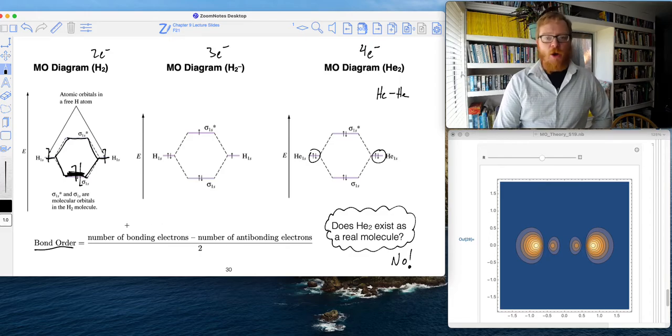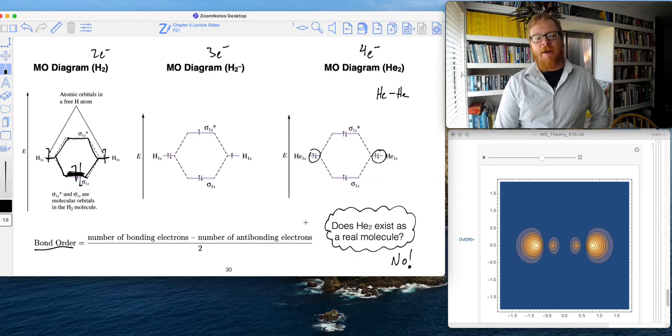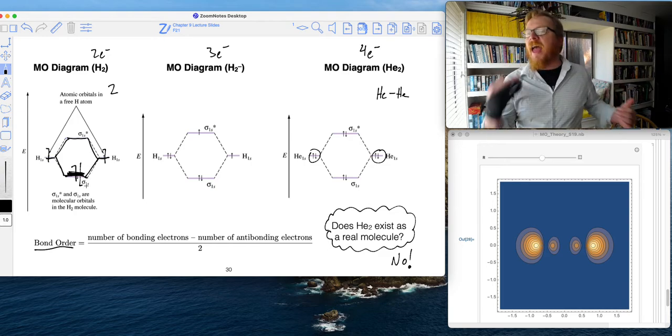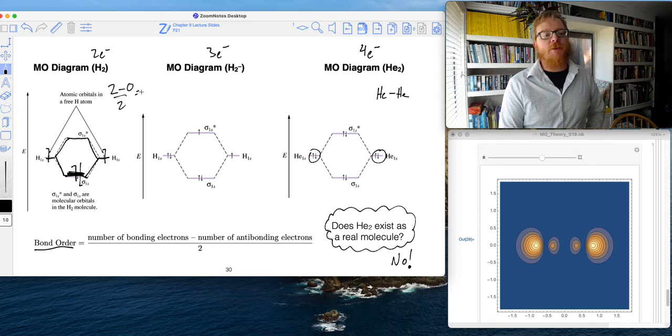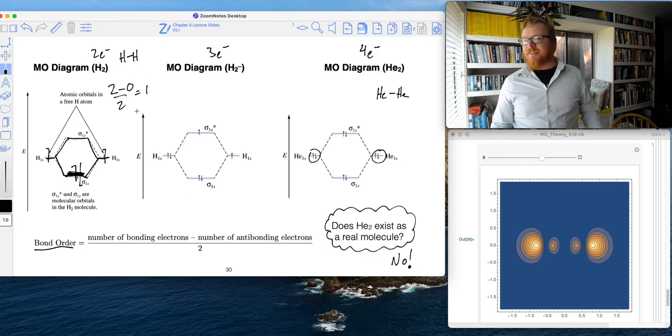That equation goes as the number of bonding electrons minus the number of antibonding electrons, all divided by 2. If we look at this H2 right here, we've got 2 bonding electrons. There they are. We're not talking about the AOs, the atomic orbital electrons. We're talking about the ones that formed the MOs, the molecular orbitals. So that would be 2 minus 0 divided by 2 equals 1.